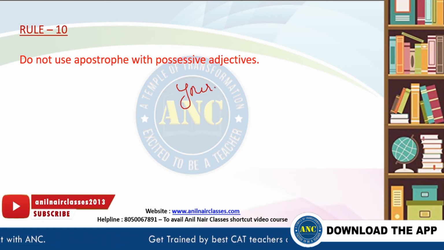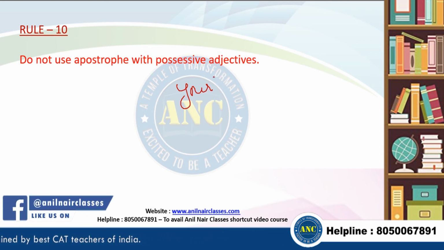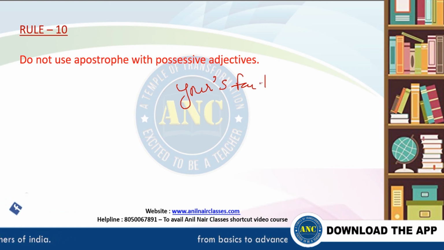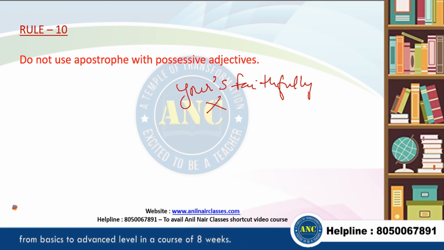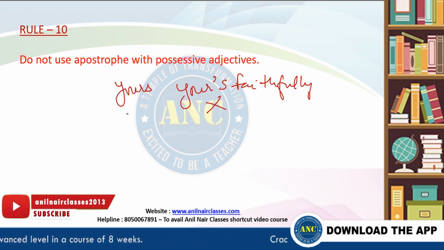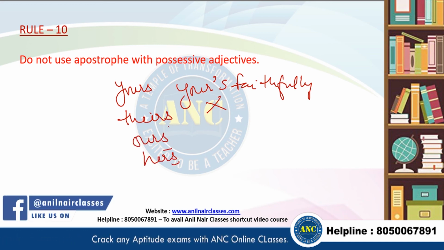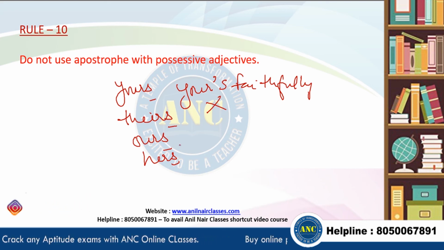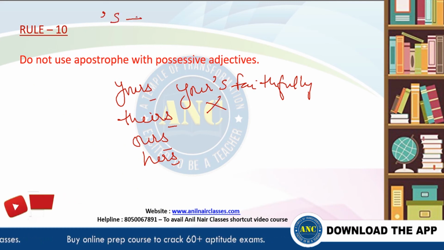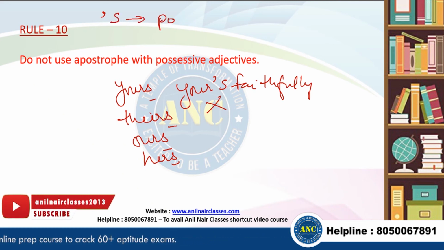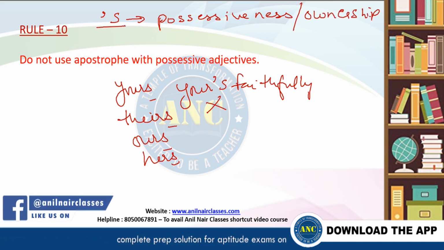Now, something which you have learnt in your primary school when we used to write applications, yours faithfully. And our teachers always used to say this is wrong. The correct form is yours, right? Yours, theirs, ours, hers. We are putting an S after them. But that doesn't mean that we'll put the apostrophe plus S, because the use of this apostrophe plus S is to what? To show the possessiveness, or the ownership, right? For this only we use the apostrophe plus S.